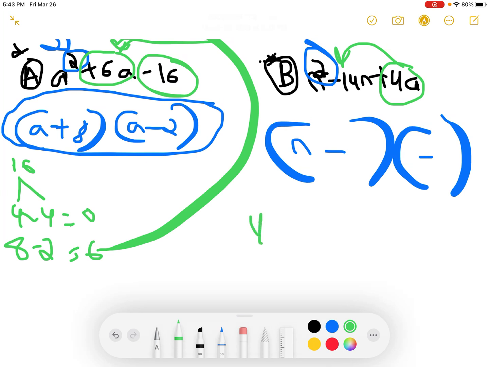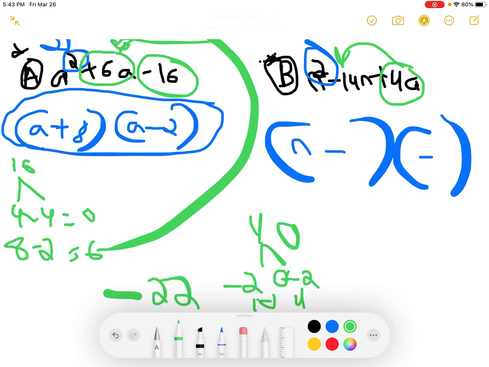Now what we need to do is figure out what factors of 40 get us negative 14, right? So if I go down here to 40, let's see what I can think of at the top of my head. I think of 20 and 2. I also think of 10 and 4. Okay, so we have this right here. Now, what's negative 20 plus negative 2? That's negative 22, so that obviously wouldn't get us there.